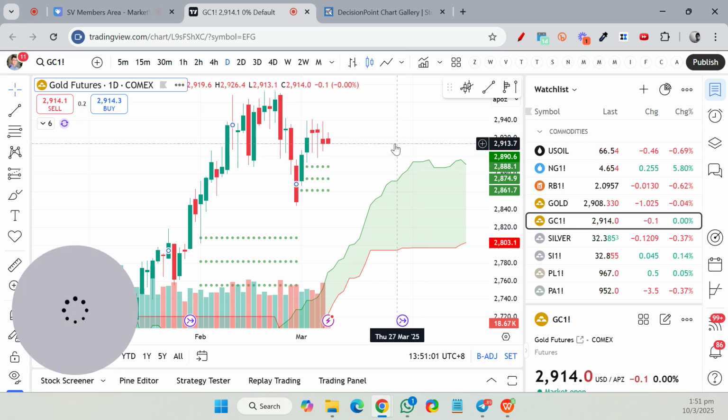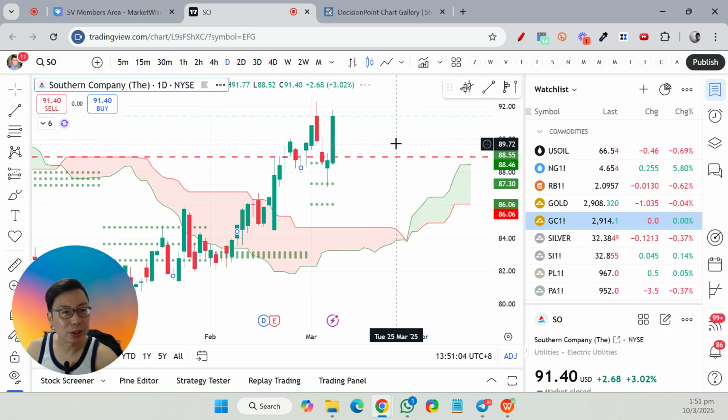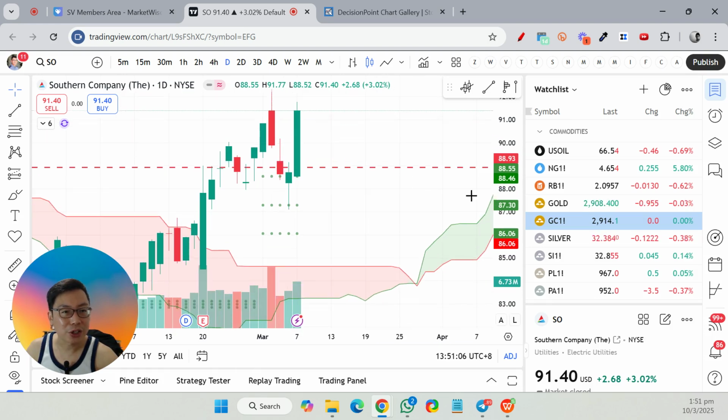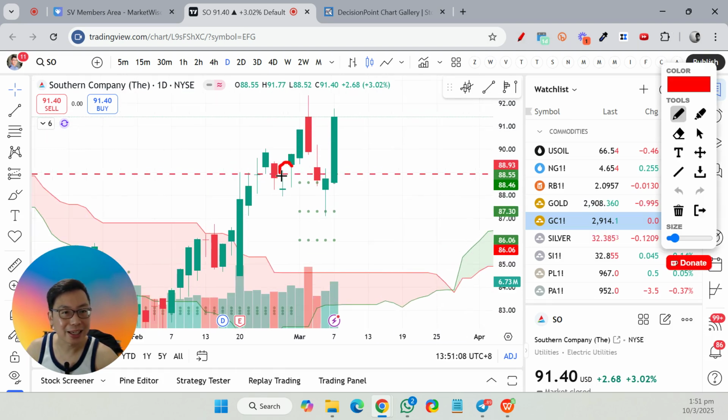If you take a look at Southern Company, the utility company, when I first mentioned it, it was actually here. So I entered here, and price really, once again, did go up.